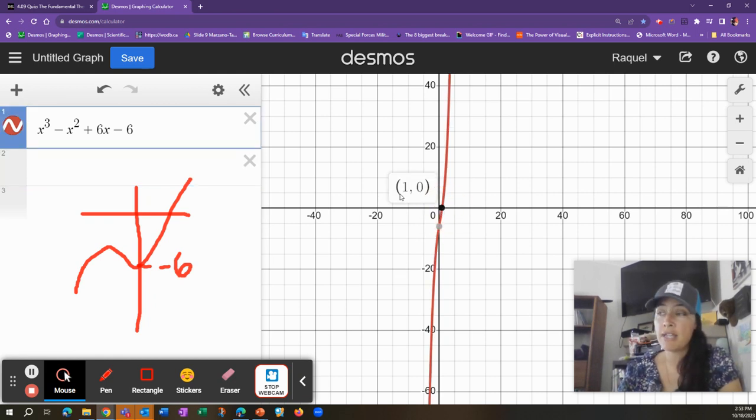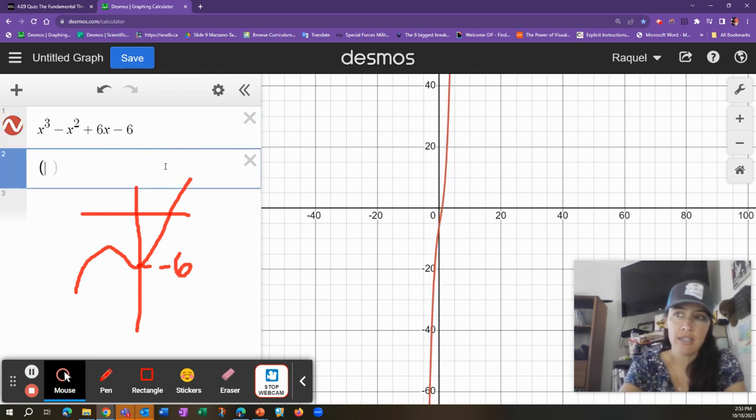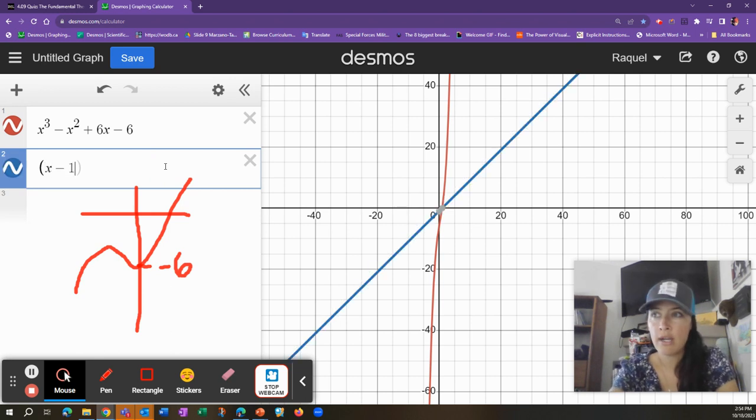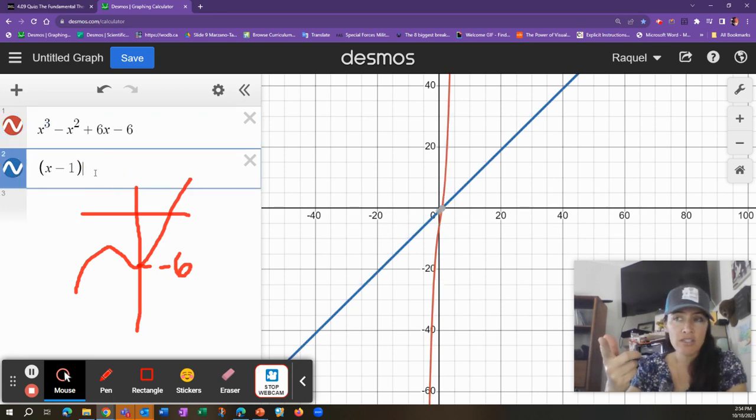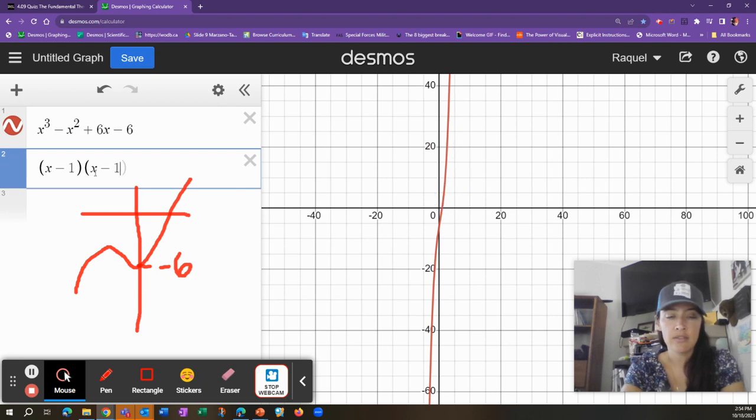If positive 1 is a 0, then f of 1 equals 0, which means x minus 1 is a factor. So let me write that. X minus 1 is a factor. But according to the fundamental theorem of algebra, there needs to be 3 complex roots or solutions. This is what multiplicity means. What if I just wrote that 3 times for now?